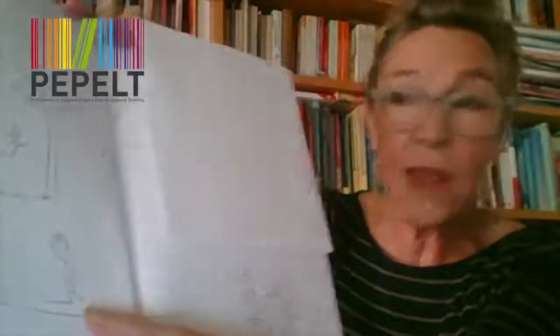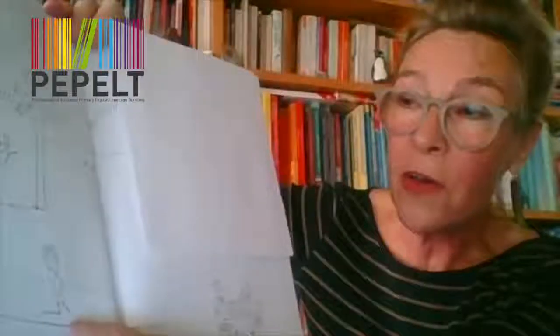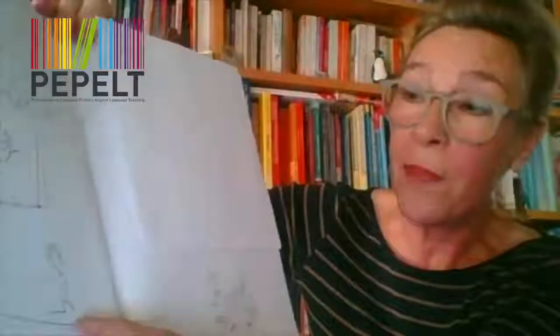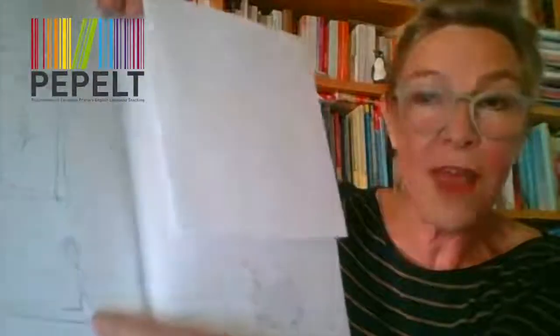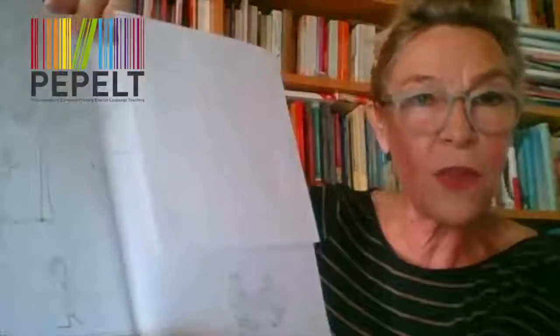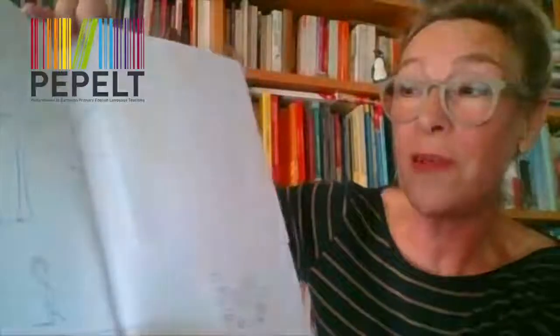How do you think he feels? How does he look? So they're also reading the emotions expressed on his face and empathizing with the character. And they'll say things like, he looks sad, he looks unhappy, he looks lonely, he's alone, and so on.